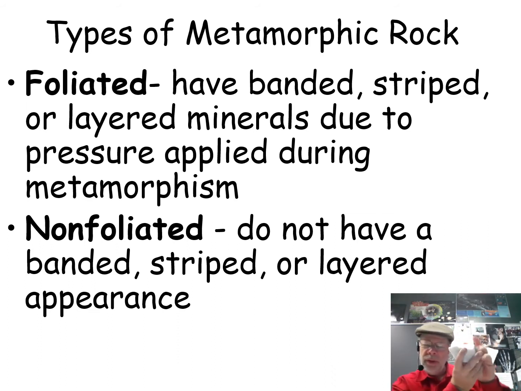So there's no lines or bands in these. They're just previous kinds of rock that were changed. This is known as metaconglomerate. A conglomerate exposed to heat and pressure, everything welds together. So those are the two major kinds of metamorphic rock: foliated, which have layers or bands on them, and non-foliated, which don't have anything like that.